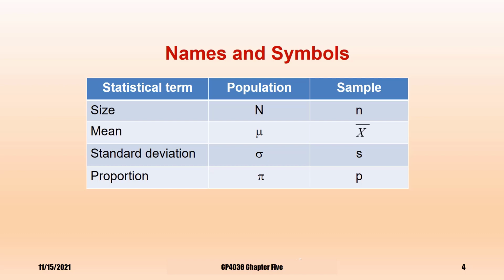Note the symbols used to denote population and sample statistics. For population size, capital N, versus sample size, small letter n. And then the mean, standard deviation, and proportion. Note that for population, we are using the Greek letters, whereas for sample statistics, we are using the English alphabets. So mean is mu versus x bar, standard deviation, sigma versus the letter S, and proportion is pi versus the letter P.